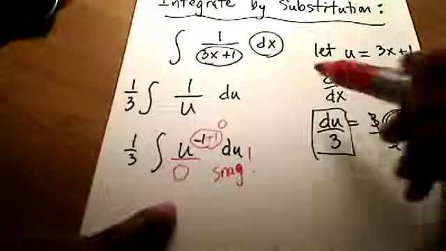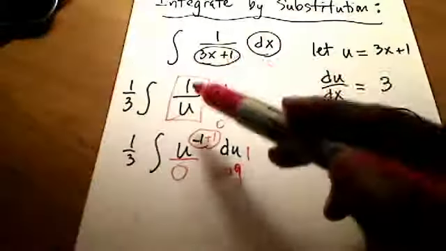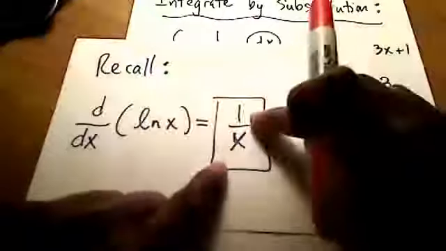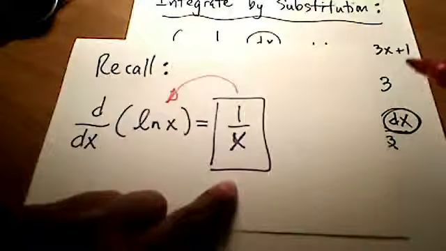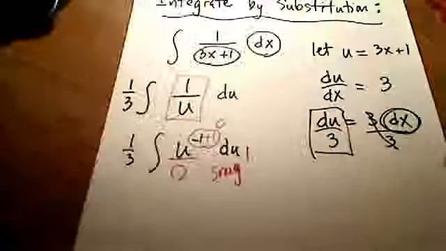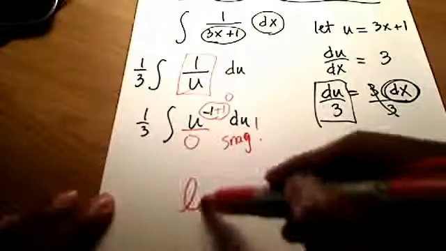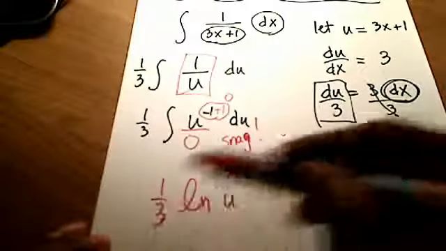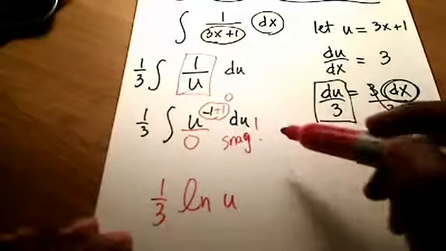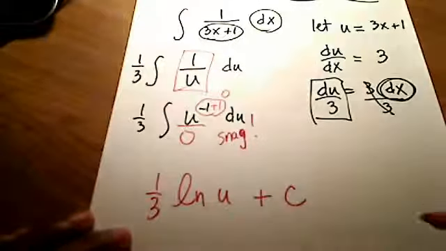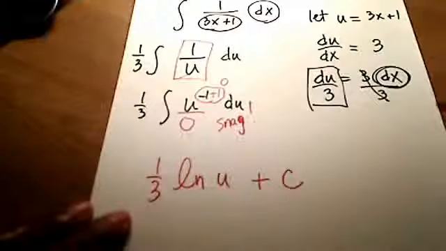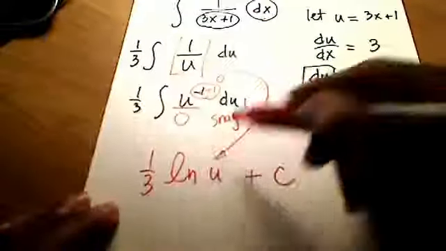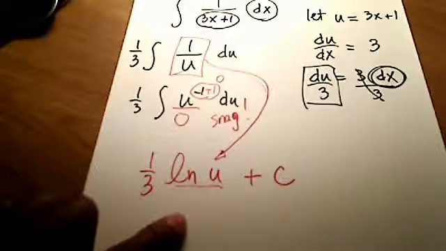It just doesn't work. But that's where we must recognize that the antiderivative of 1 over u, or in our case, recall, the antiderivative of 1 over x, if you went backwards, is the natural log of x. So the antiderivative of 1 over u must be the natural log of u. In fact, it is. Don't forget that our 1/3 is still out front there. And since this is an indefinite integral, I'll put a plus c at the end. I hope you see that that's where the natural log of u is coming from.